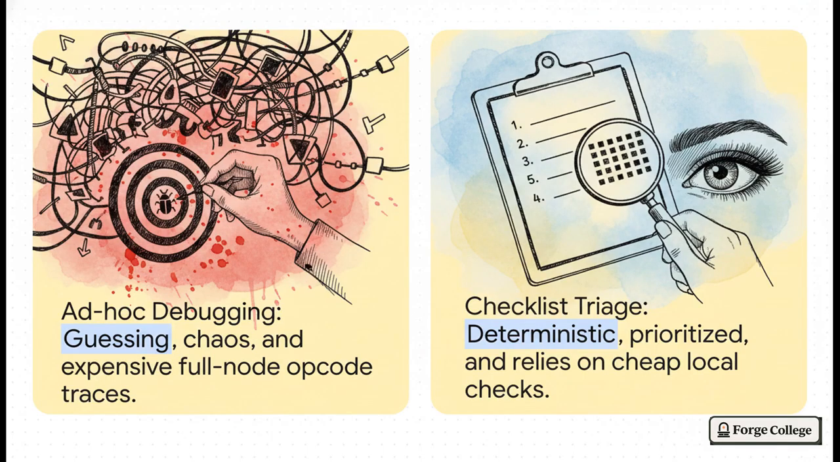And this is the exact difference between how most people debug and how top-tier engineers debug. Ad-hoc debugging relies on guessing and expensive full-node opcode traces. Checklist triage, on the other hand, is deterministic and prioritizes cheap local checks first. Having a solid checklist literally turns sheer panic into a calm, defensible engineering process.